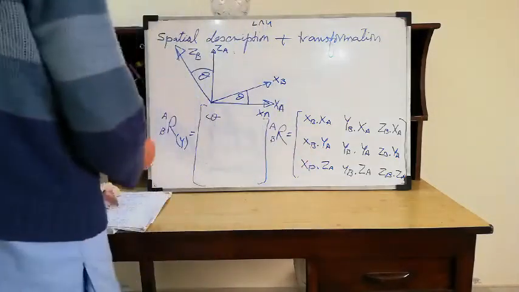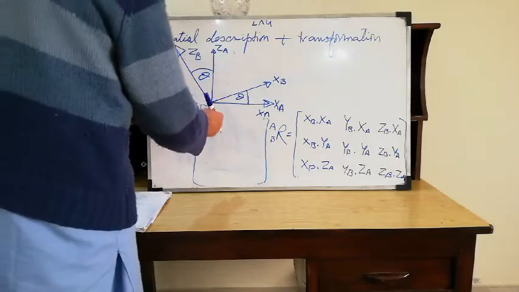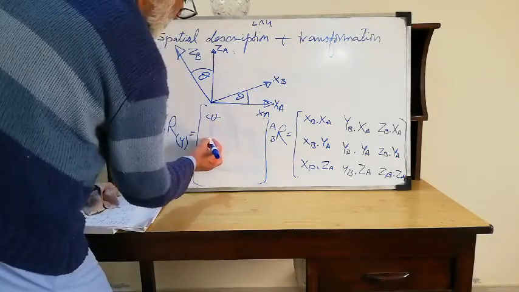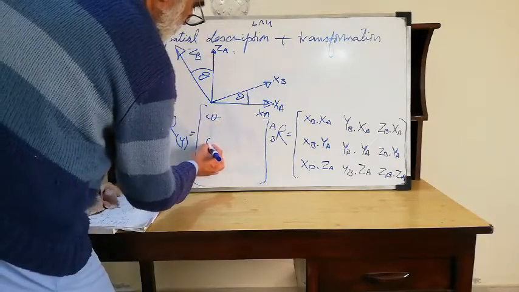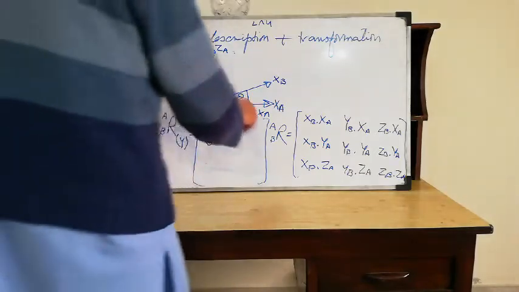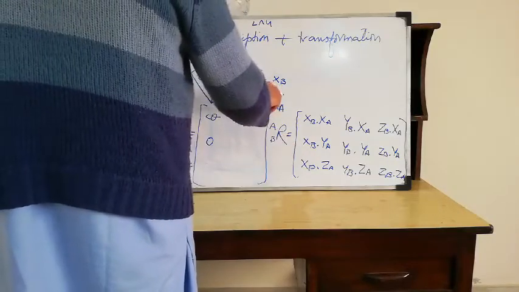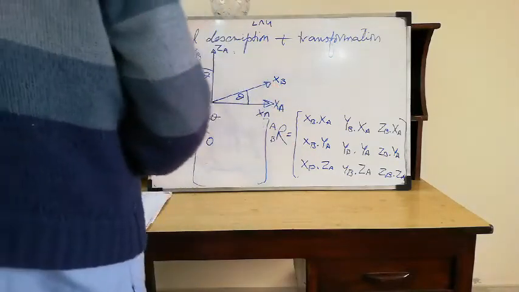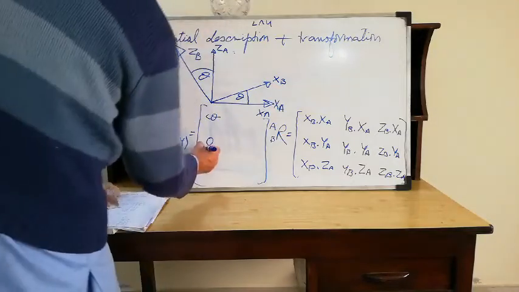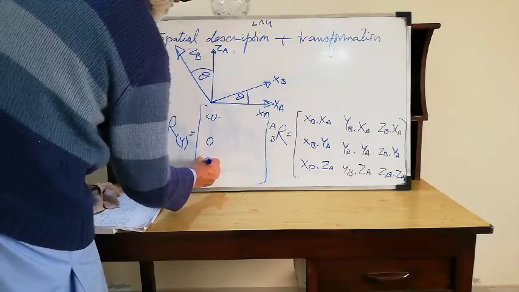XB dot YA. YA is out of page. Angle is 90 degree, so cos of 90 is 0. So I'm going to write down 0 here. XB dot ZA, that's minus sine of theta.